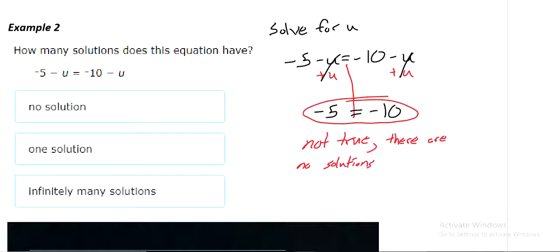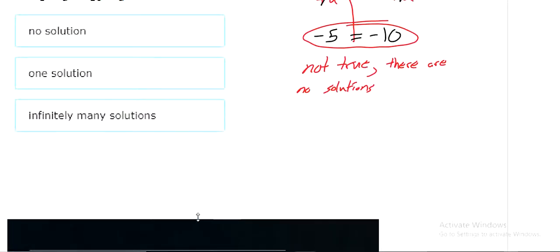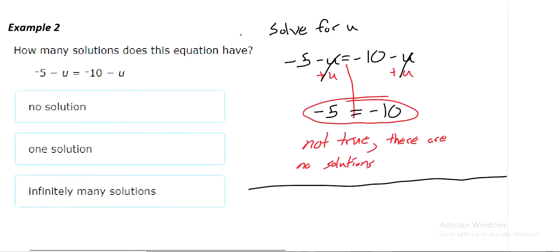So that means that whatever number you substitute in, let's just pretend I do this real quick. Whatever number I substitute in for u, I won't get one side equal to the other. For example, if I do negative 5, so no solutions, why?